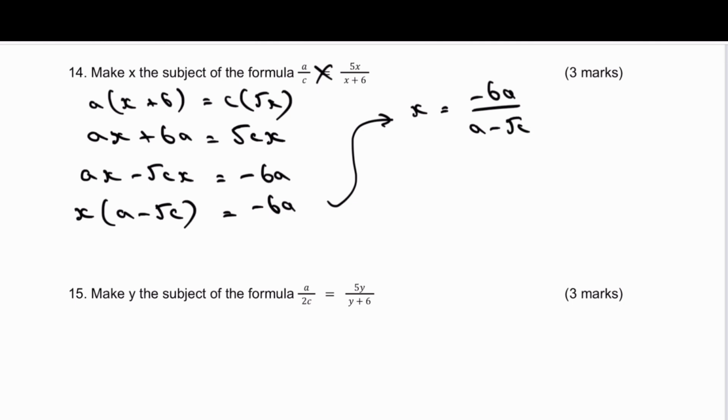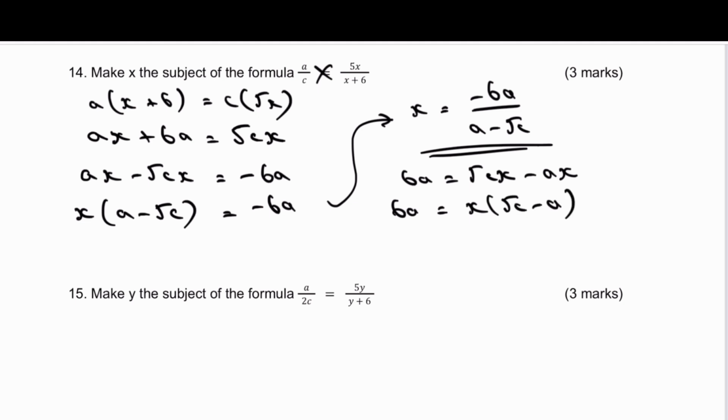Okay, now you might have spotted with these that I could have done it the other way round as well, and I think this is slightly tricky to show on the video, but I'm going to give it a go, because if you can imagine, if I'd written my x terms on the right hand side, I would have got, if I just put a line in here, 6a equals 5cx minus ax. I then factorise, I get 6a equals x multiplied by 5c minus a, and then I could write that as x equals 6a divided by 5c minus a.